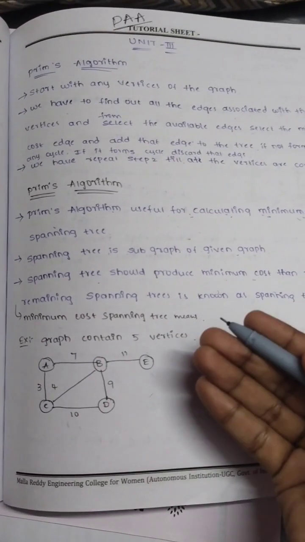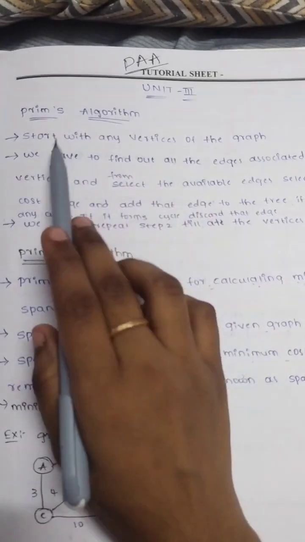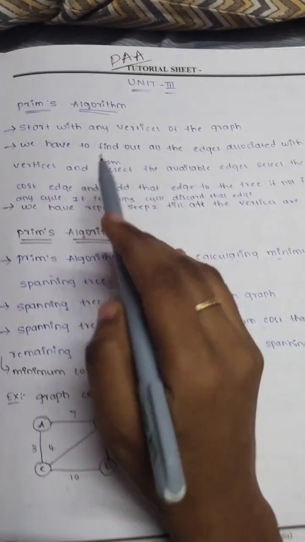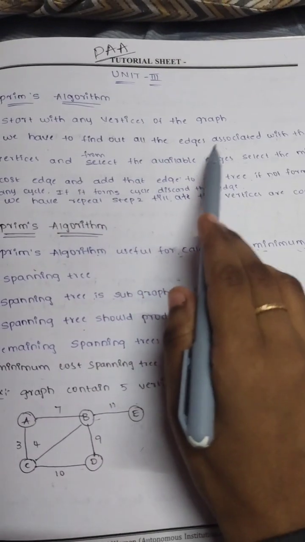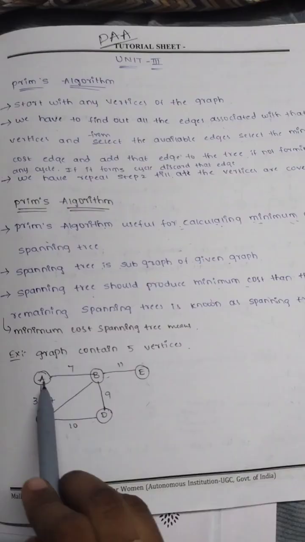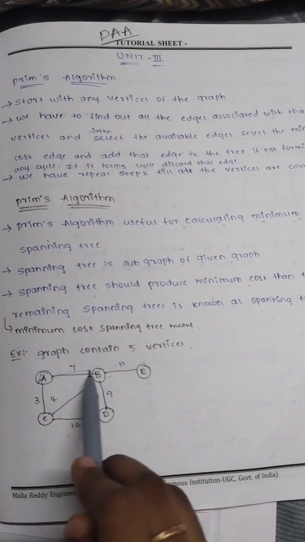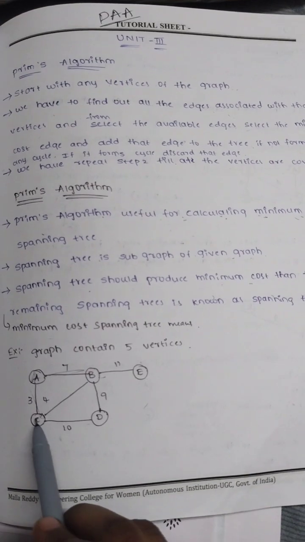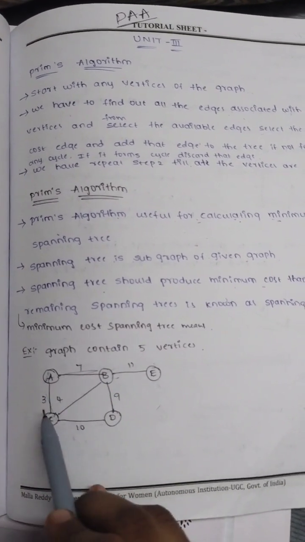It should produce some cost. So, in Prim's algorithm, we can start with any vertex of the graph. Then we have to find all the edges associated with that vertex. If we select one vertex as A, we have to select all the associated vertices. Here the associated vertices of A are C and B.